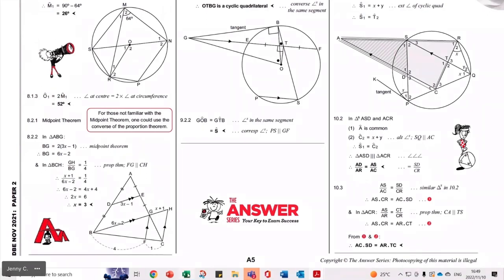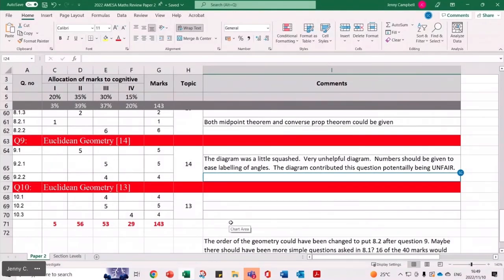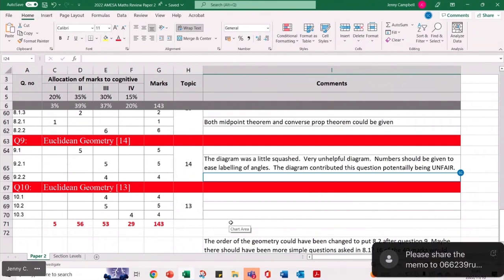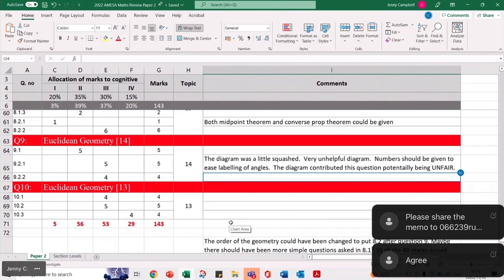Okay, if we look at cognitive levels for question 10, we thought that 10.1 and 10.2 were both level 3, and we thought that 10.3 was level 4. If you disagree, please put a comment in the chat, or please come off your mic and let me know. Otherwise, if you agree, I would like to just make a couple of general comments, and then I do want to spend a little bit of time on question 5.1.